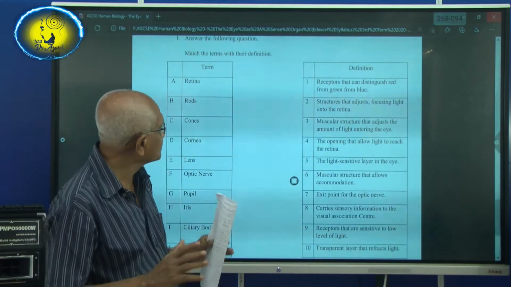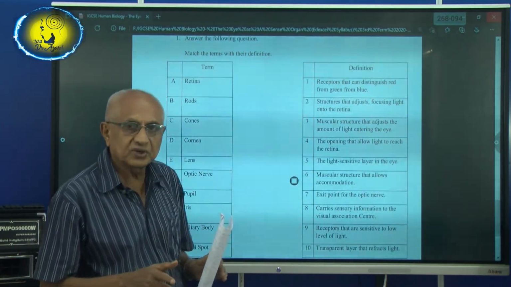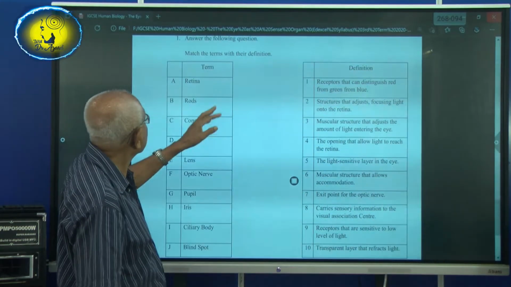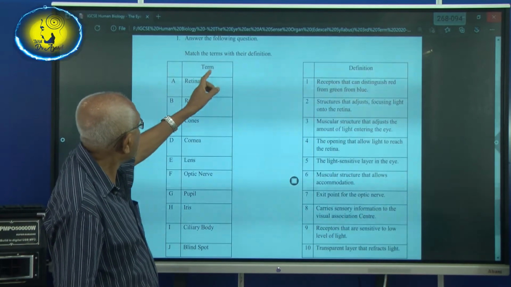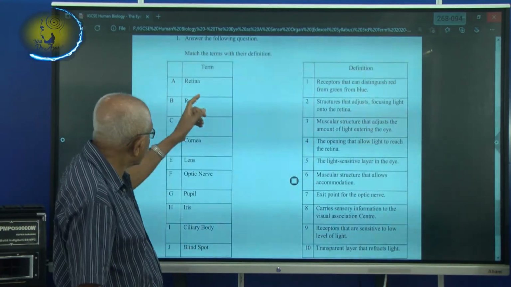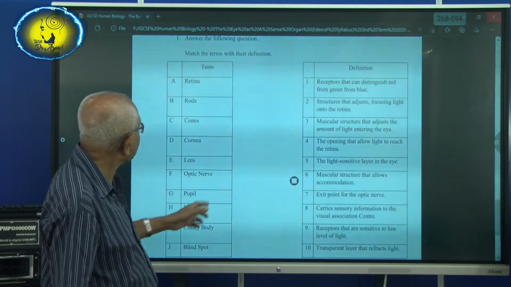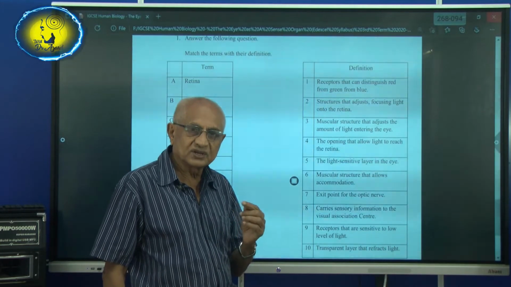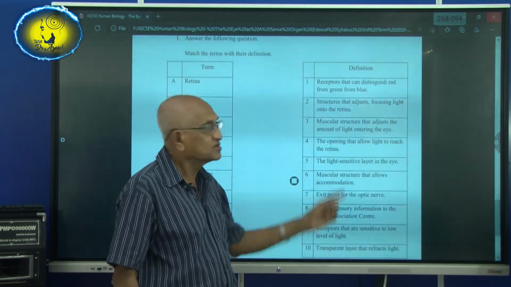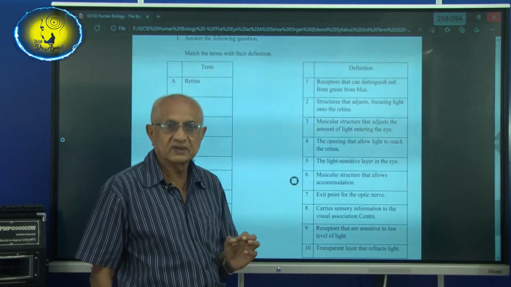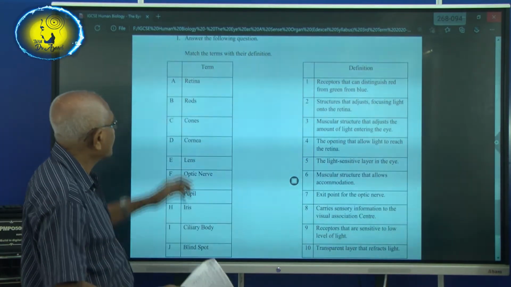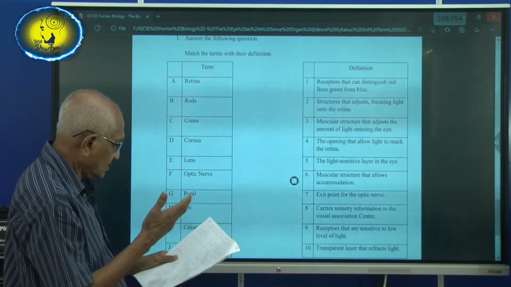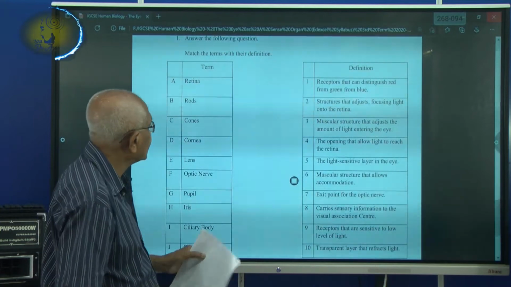Now we'll look at this question. You should refer to this question in your assignment. This question says, answer the following question, match the terms. There are 10 terms on this side, and 10 definitions. So you match every term against the definition. We'll look at the retina. Look at the definitions you have.